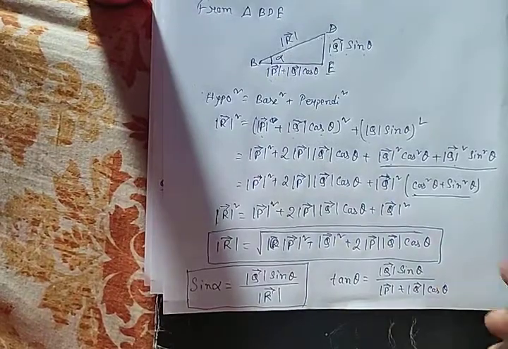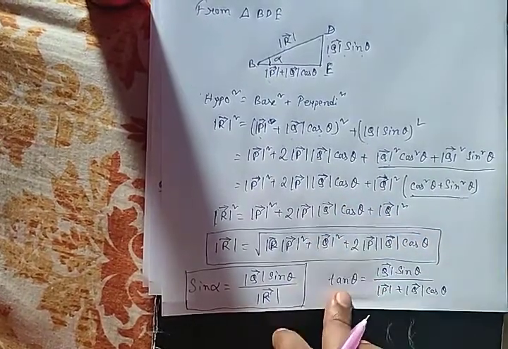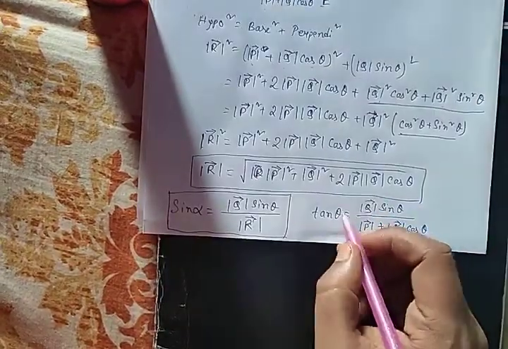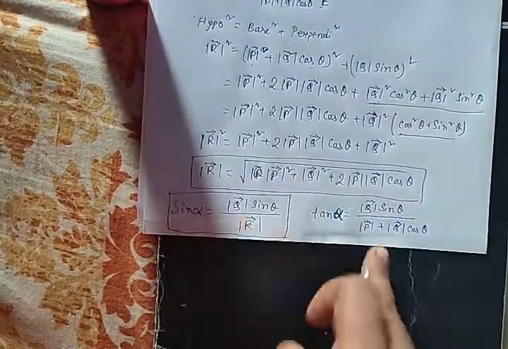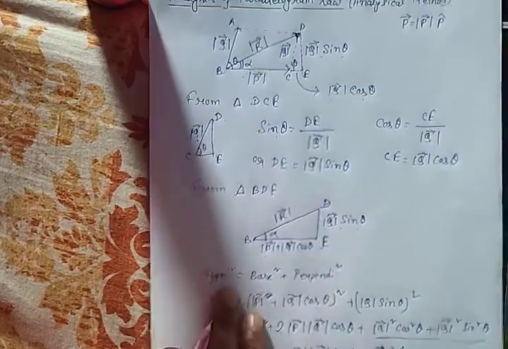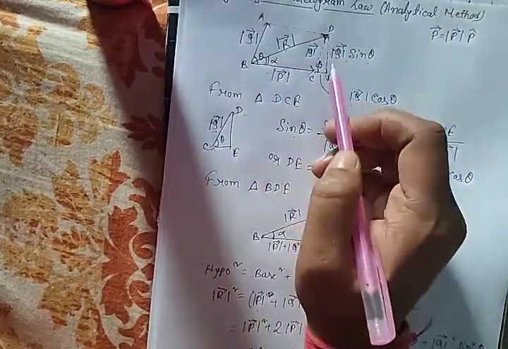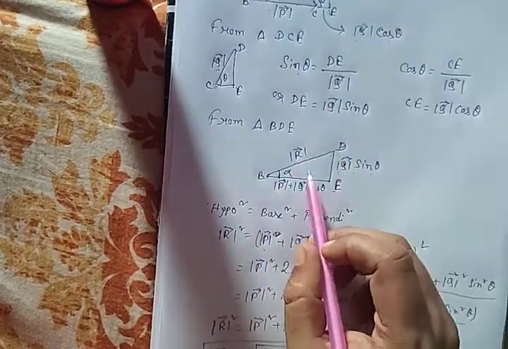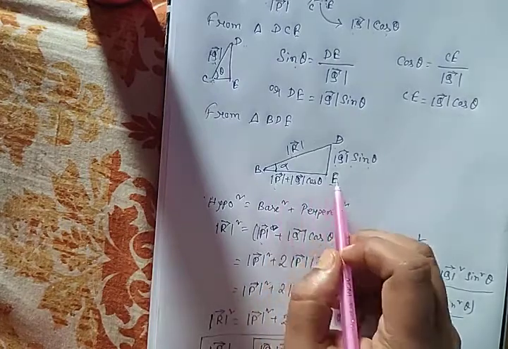Okay, so let me check this one again. I think I've done it. Okay, so this one will be tan alpha. So again I'm explaining this one too, why it is tan alpha. From this triangle, tan alpha is equal to perpendicular by base.